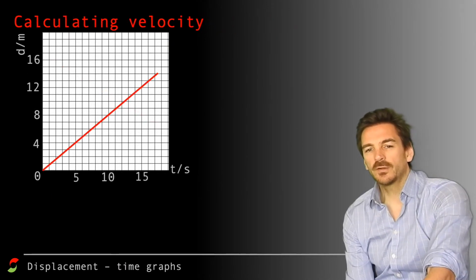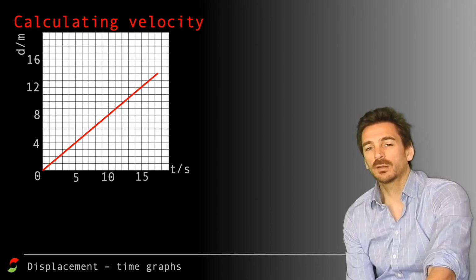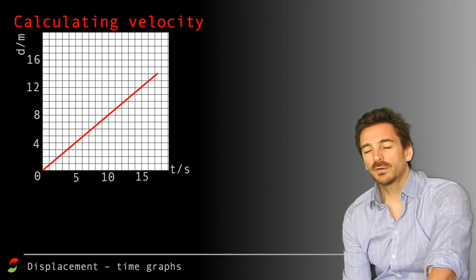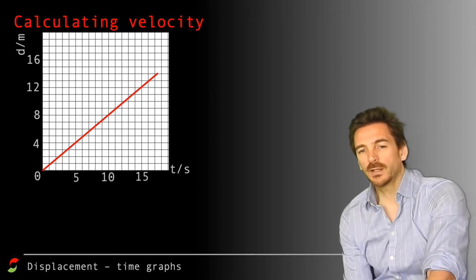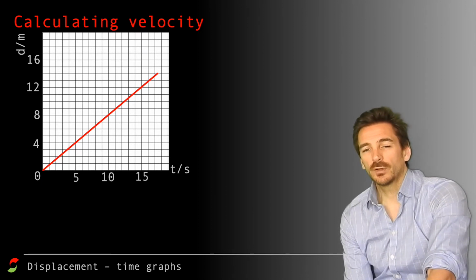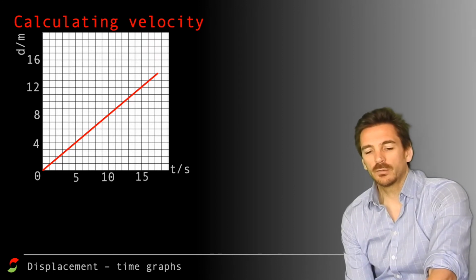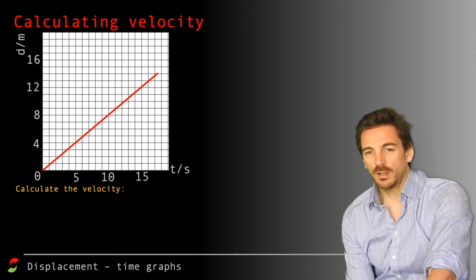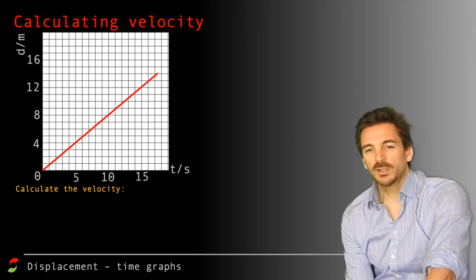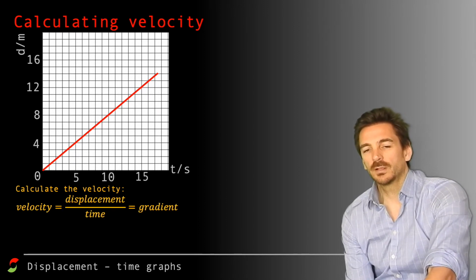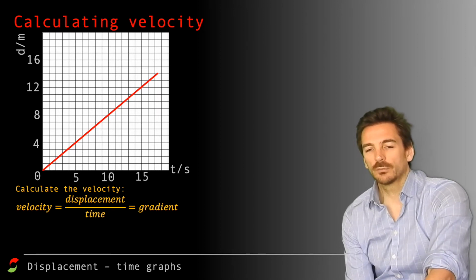So let's have a look at how to calculate velocity. These step-by-step procedures are very, very good to follow for exams. It's advisable to follow these step by step. We've been given an example here, and we're going to calculate the velocity of this object. We know that velocity is displacement divided by time, and that is actually equal to the gradient.